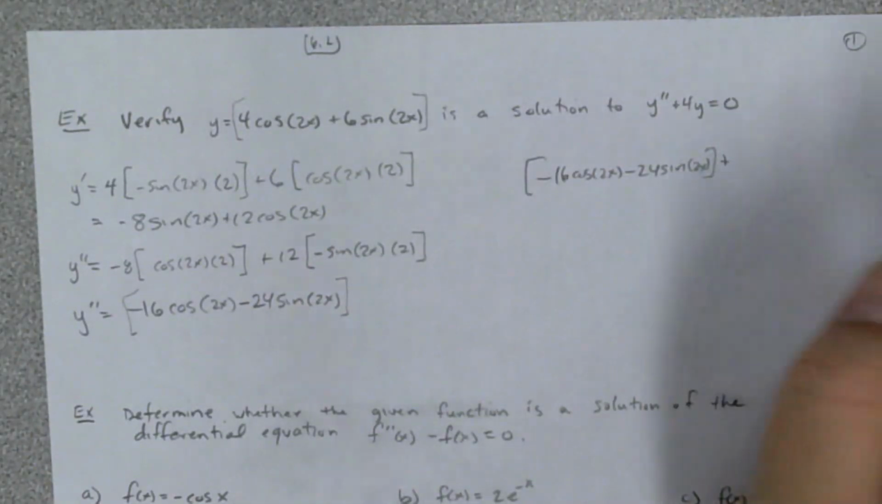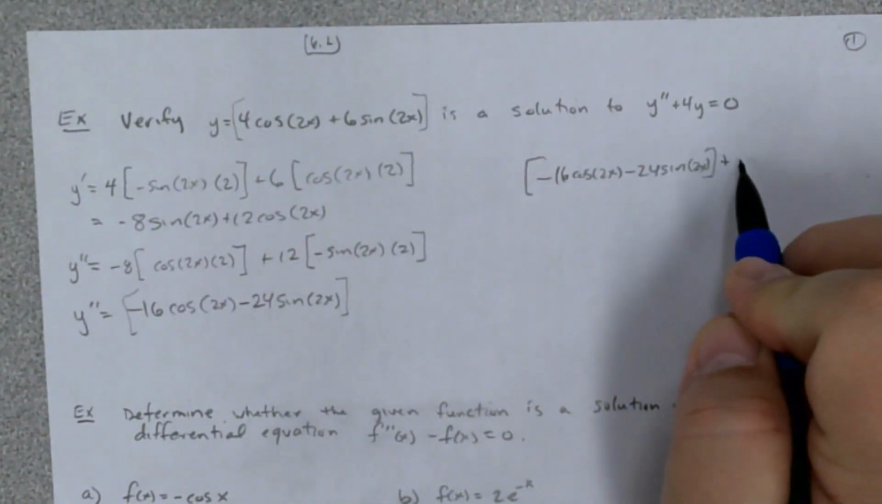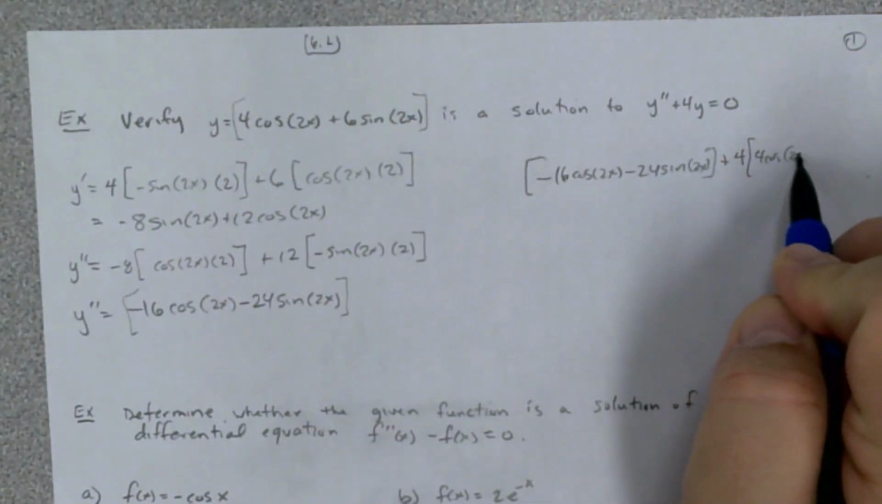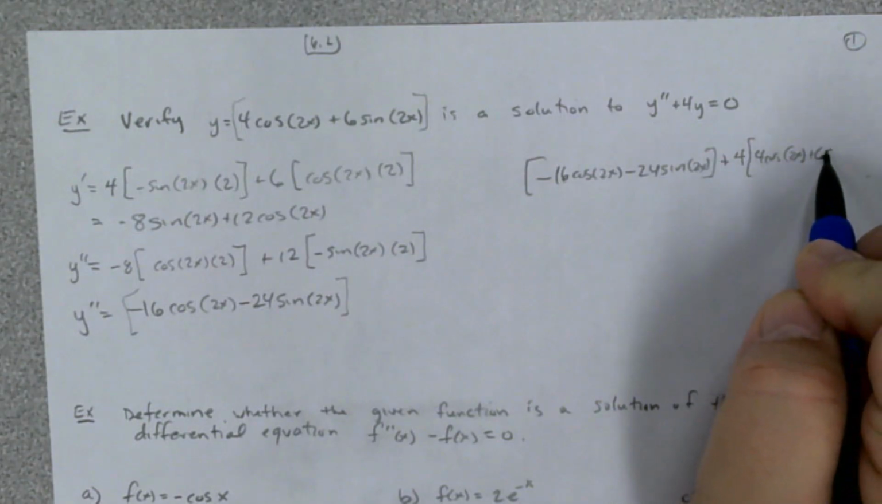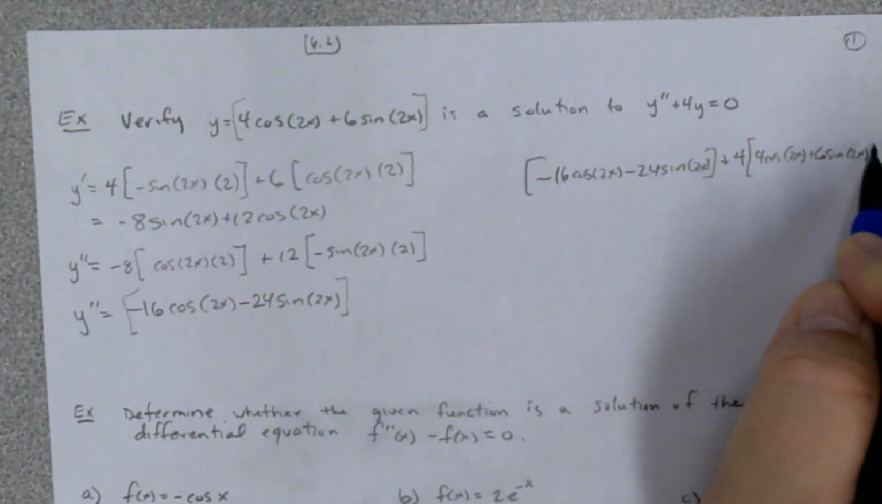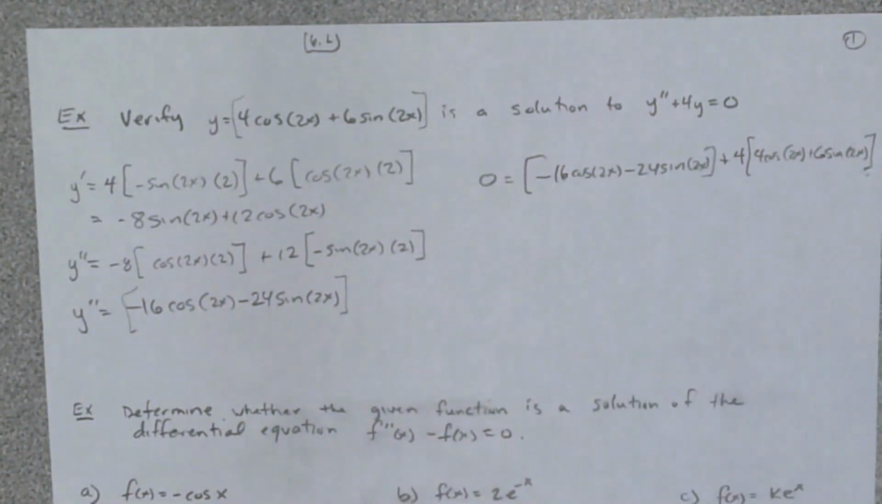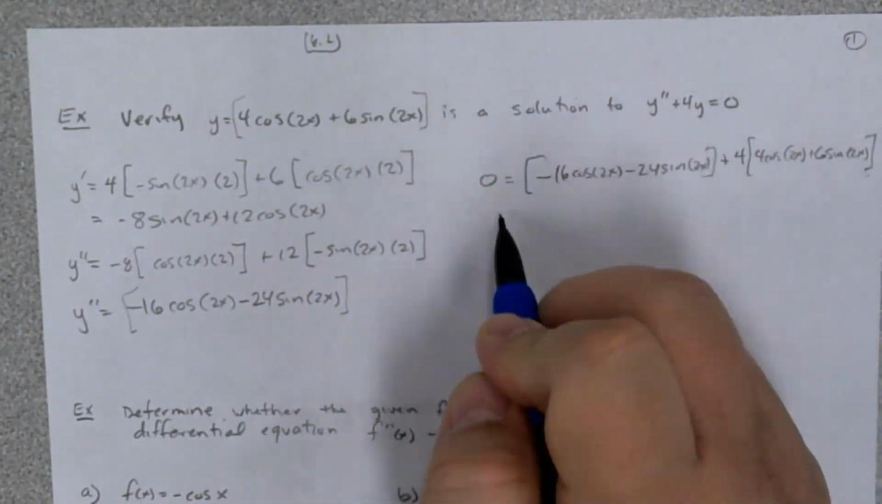Plus, and I didn't give myself enough room, see if I can squeeze it in there, 4, and then here we have 4 cosine of 2x, 6 sine of 2x. And does that equal 0? So distribute and look and see what we have.